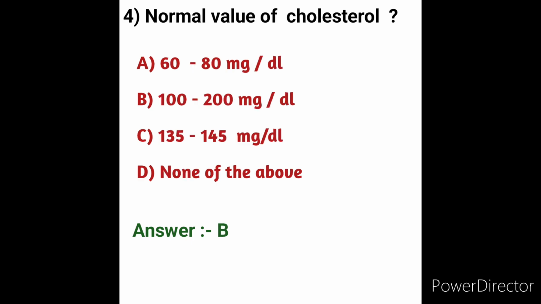The fourth question, normal value of cholesterol. Option A, 60 to 80 mg/dL. Option B, 100 to 200 mg/dL. Option C, 135 to 145 mg/dL. Option D, none of the above.